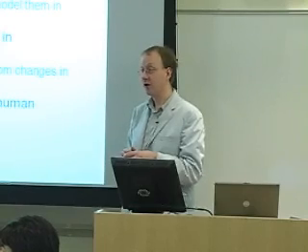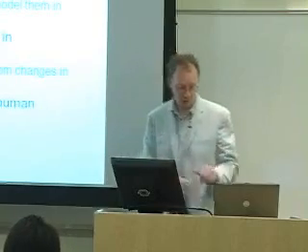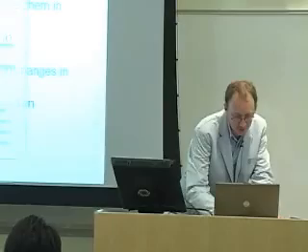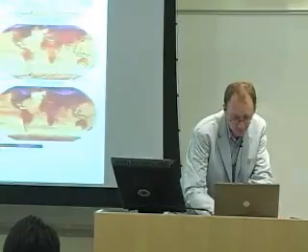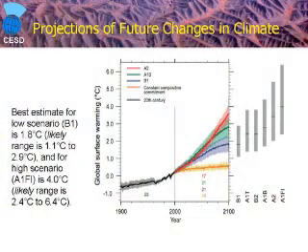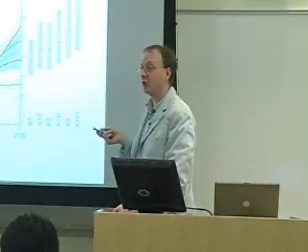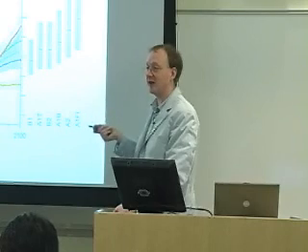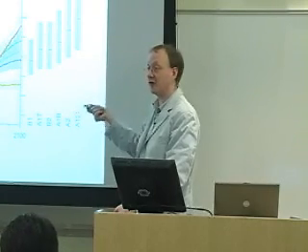Yes. No, the diagram I showed, I'll show it here. I think it's this one. No. There, that one. So these three different colors reflect different scenarios of how global development, the global economy, might develop, and therefore what its consequences are for carbon dioxide emissions and concentrations in the atmosphere.